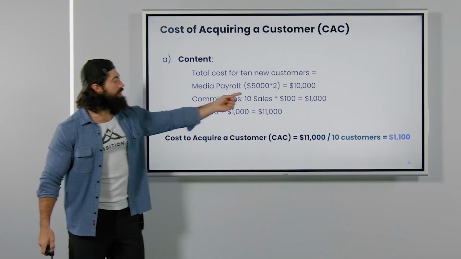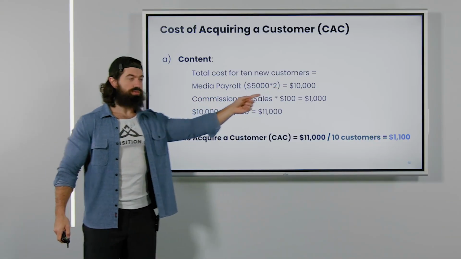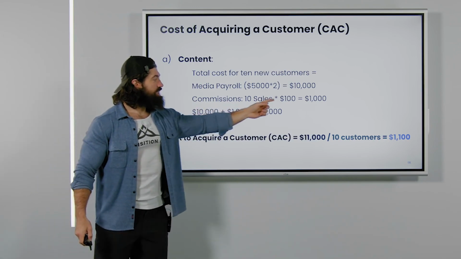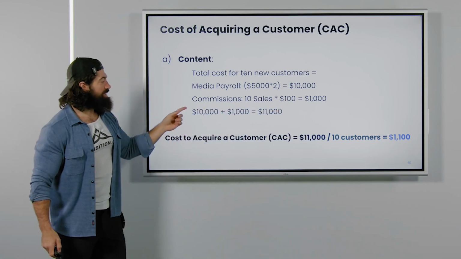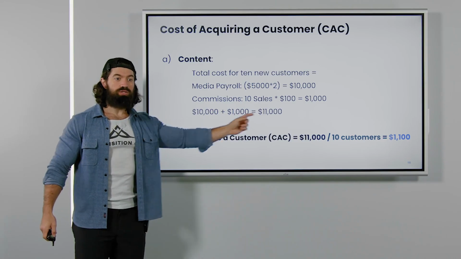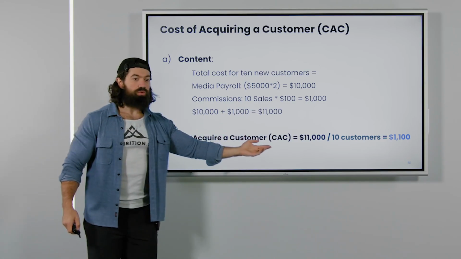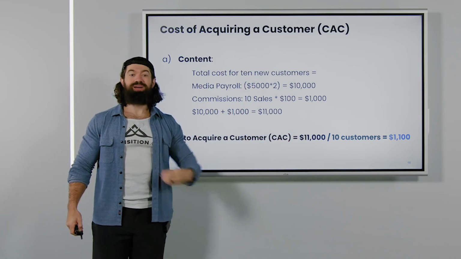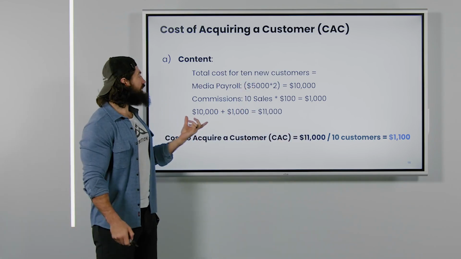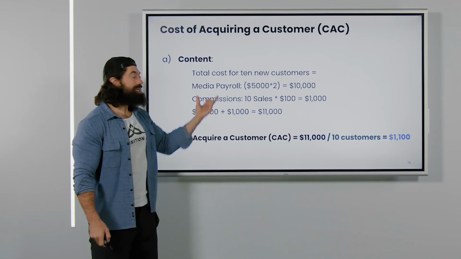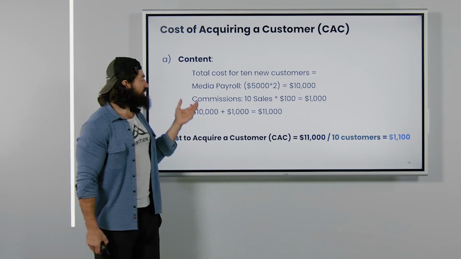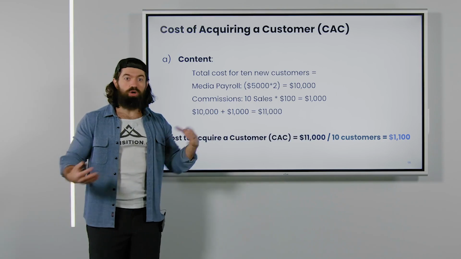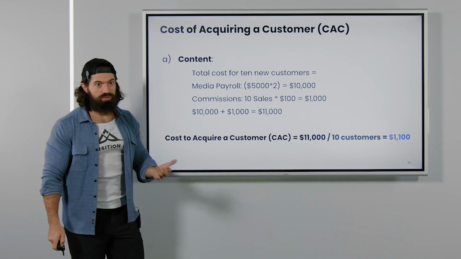So if my media payroll is 5K times 2, it's $10,000 a month there. My commissions is 10 sales times 100, which is 1,000. So all in, I've got 10 grand plus 1 grand, which is $11,000. So my cost to acquire a customer, we'll say, is $11,000 divided by 10 customers equals $1,100. So my CAC is $1,100. Now, if some of you are like, wait, I have sales payroll in there too, then add it in. If there's something that you don't have here, cut it out. But fundamentally, it's just all the money you spend to get new customers divided by how many customers you got.